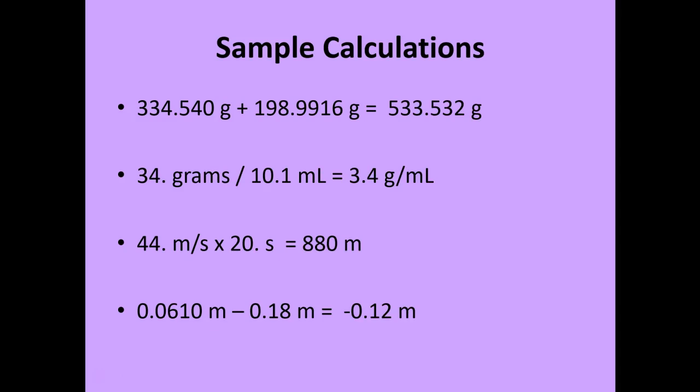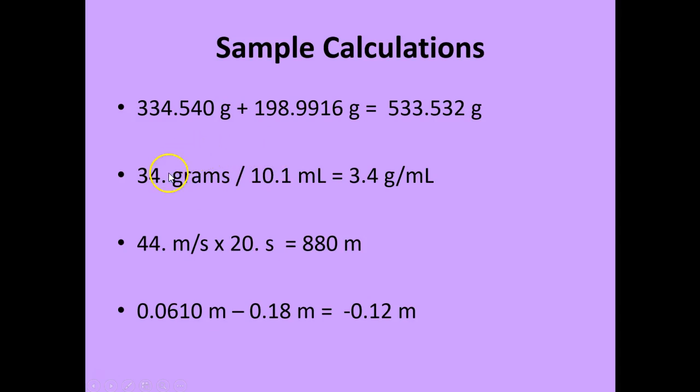Okay, so when you add 334.540 to 198.9916, this is an addition or subtraction operation. So this number has 3 decimal places. This number has 4 decimal places. So you're going to round your answer to 3 decimal places, 533.532.